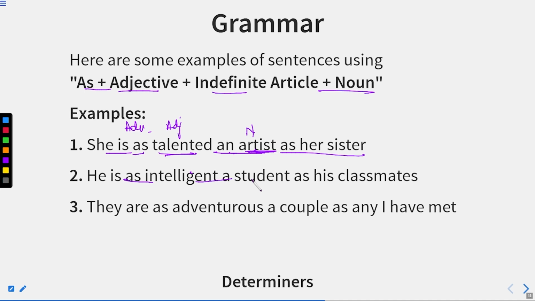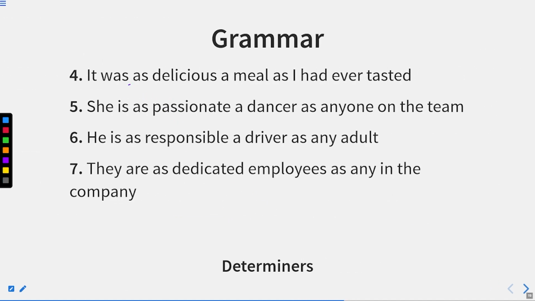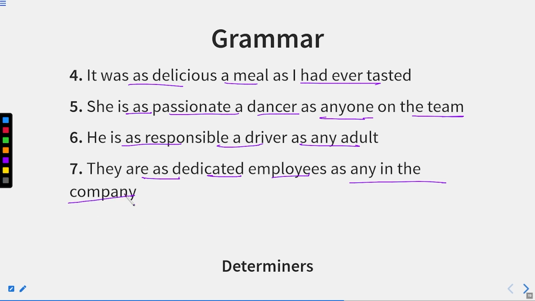He is as intelligent a student as his classmates. They are as adventurous a couple as any I have met. It was as delicious a meal as I had ever tasted. She is as passionate a dancer as any one of them. She is as responsible a driver as any adult. They are as dedicated employees as any in the company. It means here they are compared with other employees in the company.